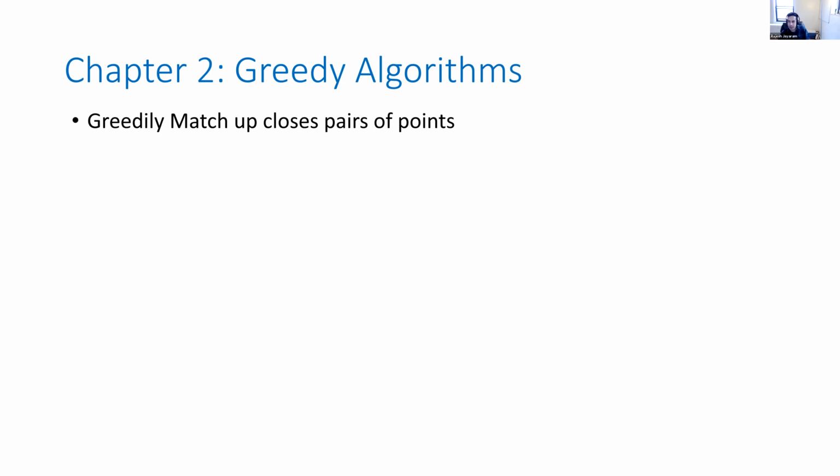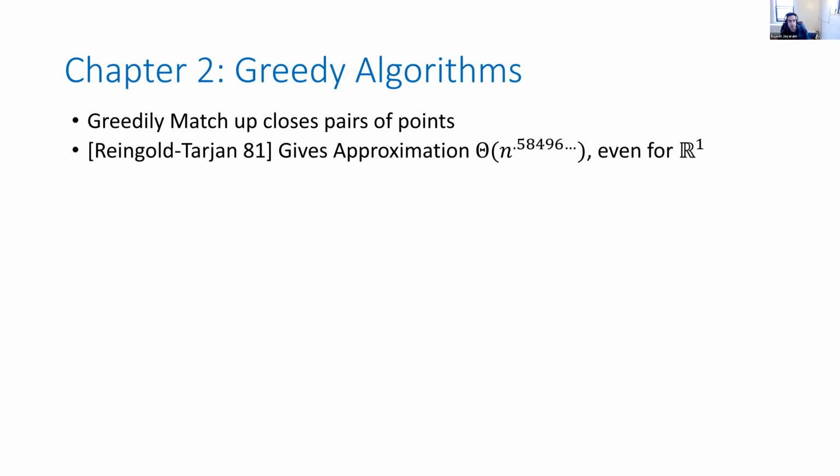Now, as you may guess, this actually isn't that fantastic an algorithm. This was shown in a paper of Reingold and Tarjan from '81. They showed that even for the case of the line, so R^1, this gives a very bad approximation. It gives a polynomial approximation, n to the 0.5849, something like this. But what I think is fascinating about this result is that this isn't a big O here, this is a theta. So what they showed in this paper is that this is the approximation which is given by the greedy algorithm in Euclidean space.